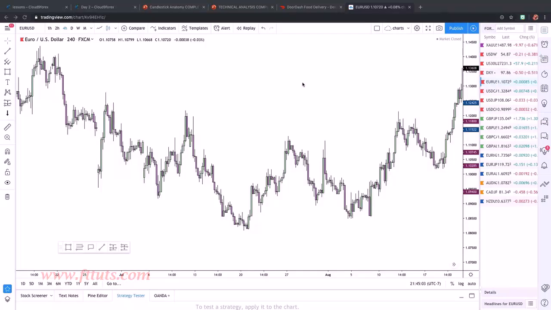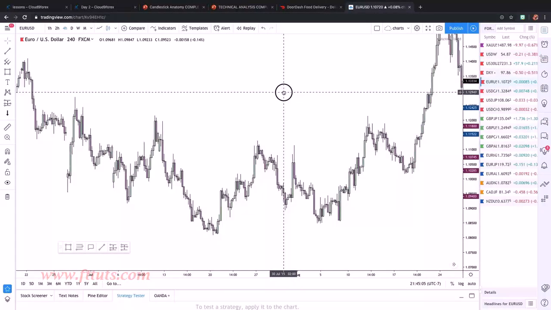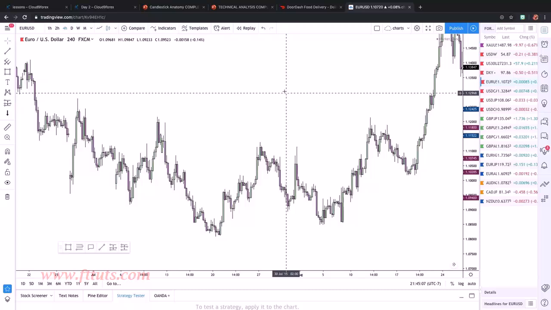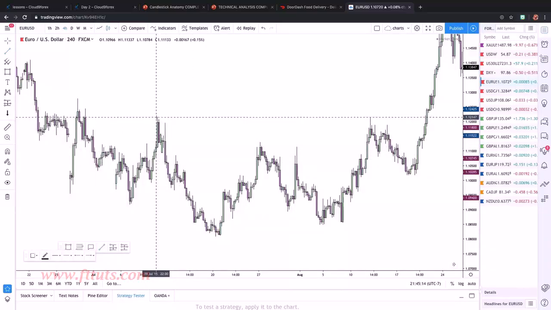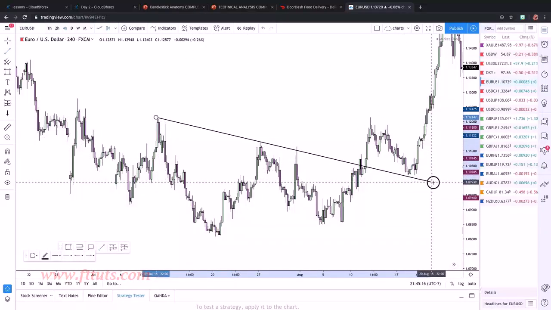Hey guys, so in this video I will be going over chart patterns and showing you where to enter and exit in the market. So we're starting on Euro USD 4 hour. So we're going to grab our trend line and I am going to show you an inverse head and shoulders pattern.